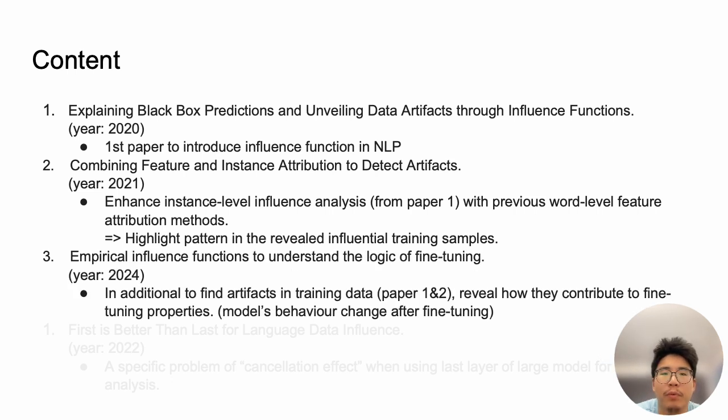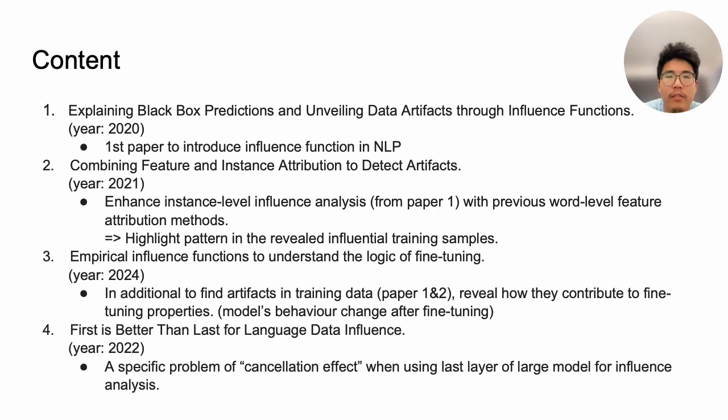These first two papers mainly aim to use the empirical influence function to identify artifacts in the dataset. Next, a more recent paper this year focused more on how these artifacts influence the model's behavior after fine-tuning, and offers a more nuanced understanding of the fine-tuning process with several key properties learned from fine-tuning. And the last one, a 2022 paper, pointed out a very specific challenge known as the cancellation effect by using the last layer of the large model for the influence analysis.